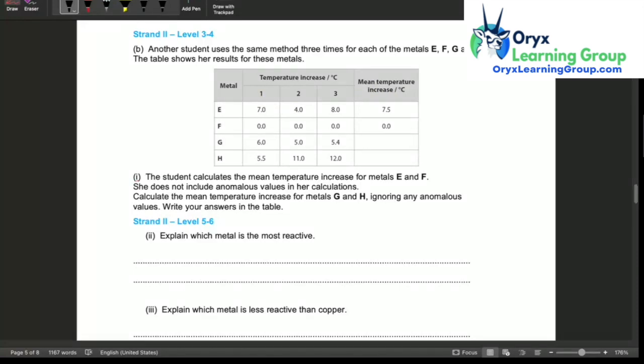Okay. Now, what are anomalous values? Anomalous values are outliers, which do not match with the other data. For example, in the E part, the first reading is 7, the second reading is 4, the third reading is 8. In this case, 4 will be an outlier, so this is called an anomalous value. Remember, an anomalous value is the value which does not match with the other data. So how have we taken the mean? We have done 7 plus 8 divided by 2, that is 7.5. Everyone understands this? Yes. Okay, good.